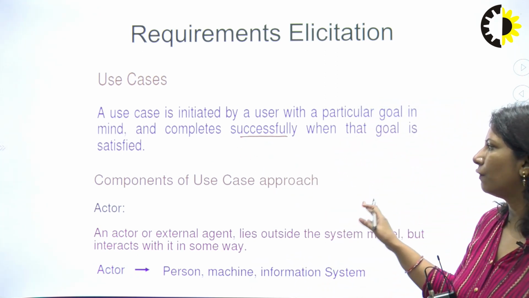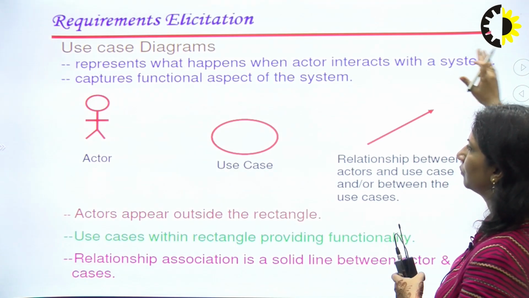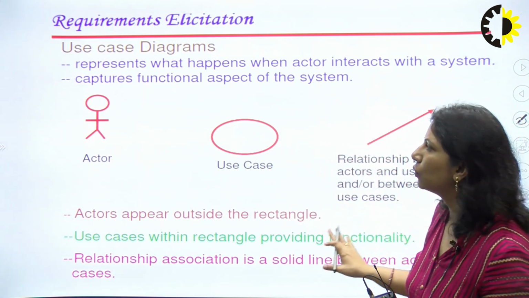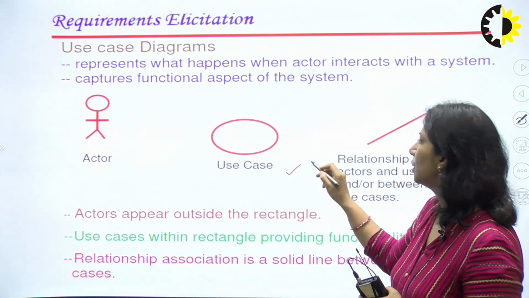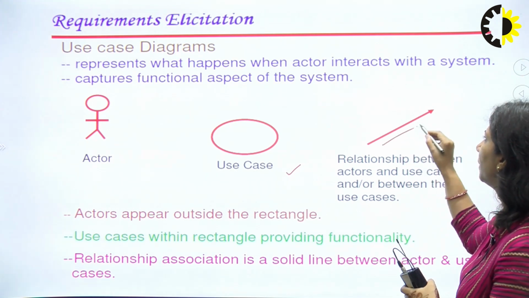The components of use case are actor, the person who is directly involved. These are the use case diagram notations. Actor will be denoted like this, use case will be like this, and the relationship between the use cases will be denoted by the arrow.